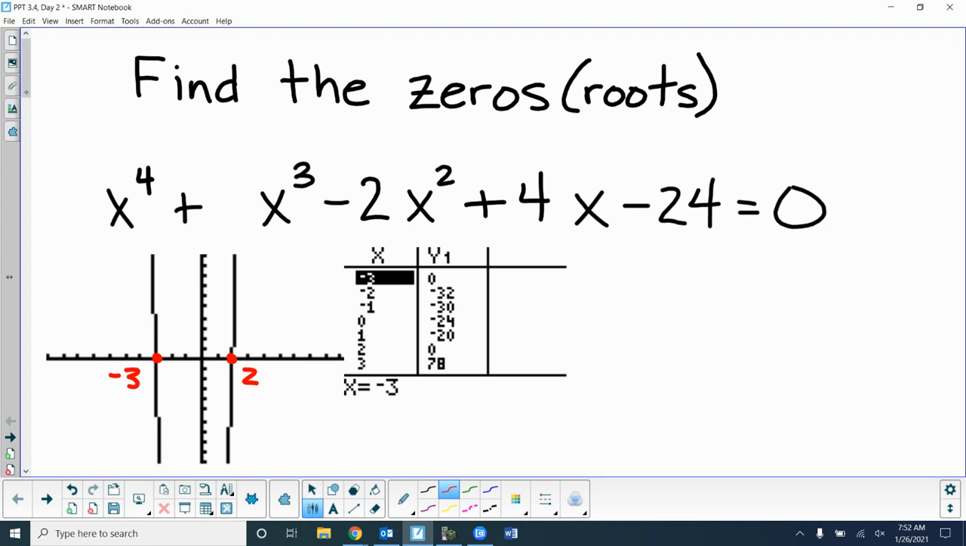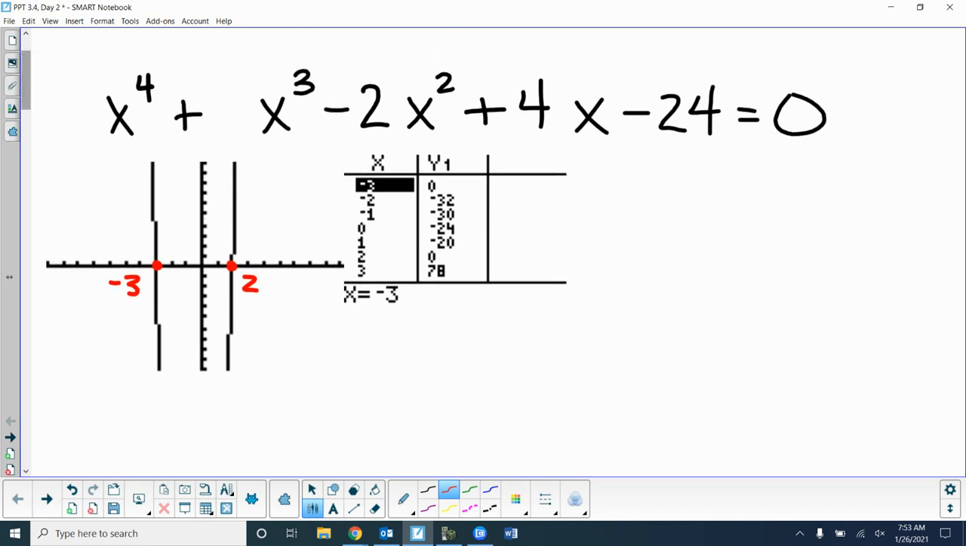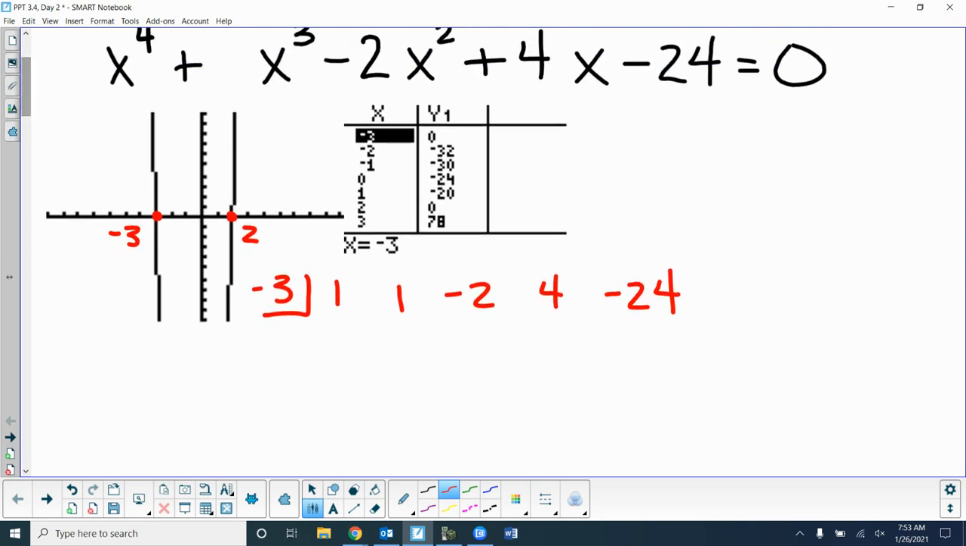So we'll just do it right here. It doesn't matter which one you start with, the -3 or the 2. 1 for the x to the 4th, 1 for x cubed, -2 for -20. And we haven't had to add a 0 for a while, but remember, if something doesn't show up, you still need to add that 0. X to the 4th, x to the 3rd, x to the 2nd, x, and your constant, all of those will go down in order. Make sure you check that.